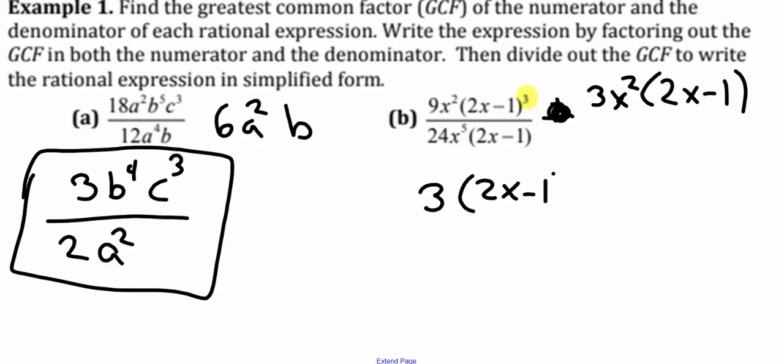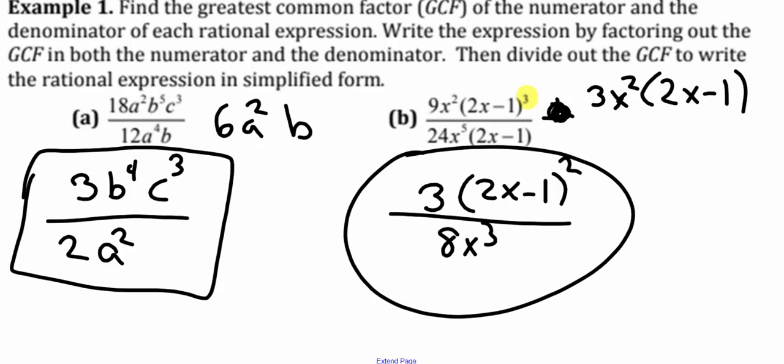Now the 2x minus 1, we got to take 1 away, so there's only 2 left. And then 24 divided by 3 is 8, and then we got to take 2 x's away from the 5. That'll leave us with x cubed. And then we take away 2x minus 1, which gets rid of all that in the bottom. So we just have the 8x cubed.